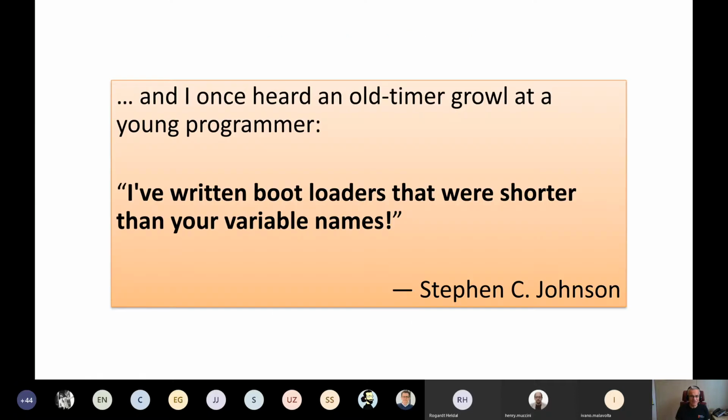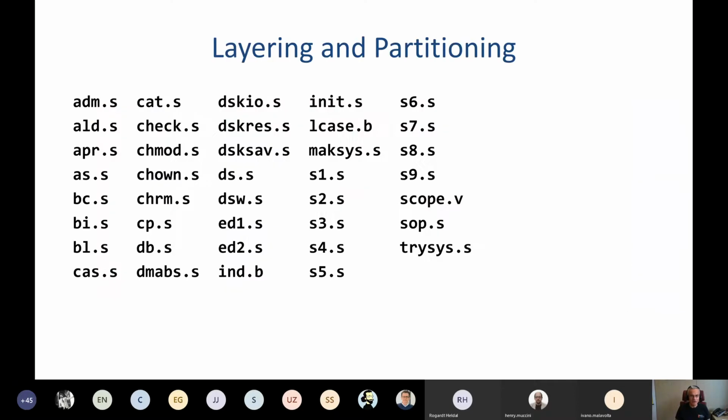As Steve Johnson quipped, I once heard an old-timer growl to a young programmer, I've written bootloaders that were shorter than your variable names. Despite this diminutive size, this kernel featured layering and partitioning as an architectural feature.